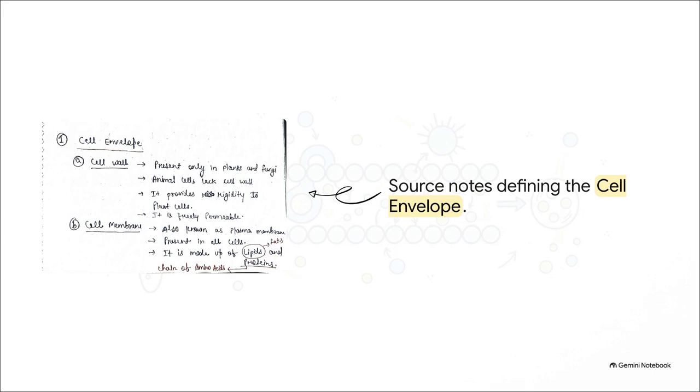Right in the source notes, you can see the anatomy of the cell envelope is divided into two main physical barriers, the cell wall and the cell membrane. These are the foundational structures of our microscopic city, operating by entirely different sets of rules. To really understand how a cell survives in a chaotic environment, we have to look closely at these two distinct layers of protection and how they function together to keep the inside safe from the outside.